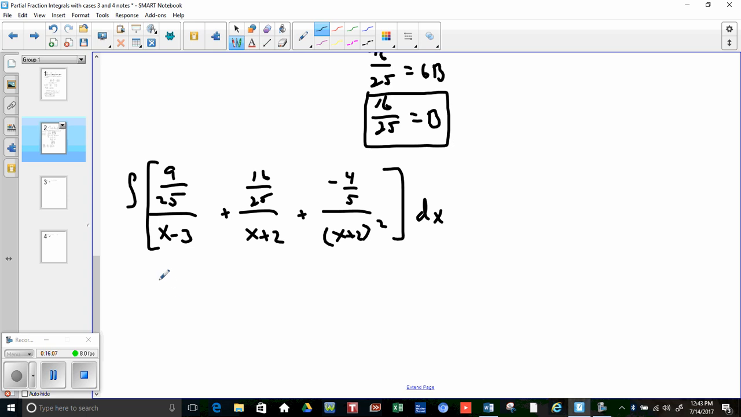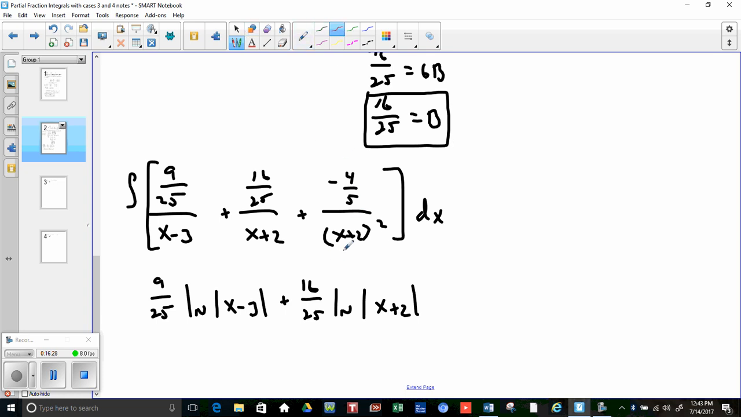Again, this will be 9 over 25, that's the constant, natural log, absolute value, x minus 3. This one will be plus 16 over 25, natural log, absolute value, x plus 2. This piece right here, all right, let's change colors for this. This piece right here, this is going to be a very simple u substitution.